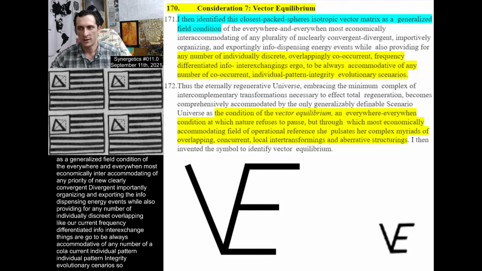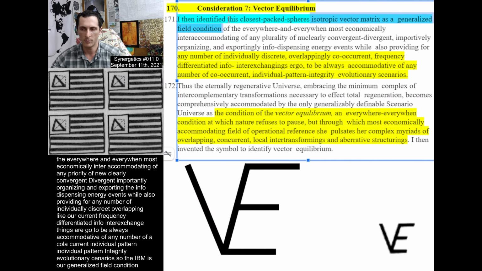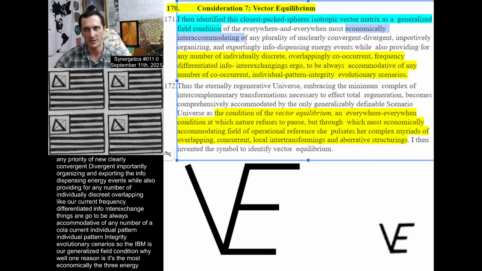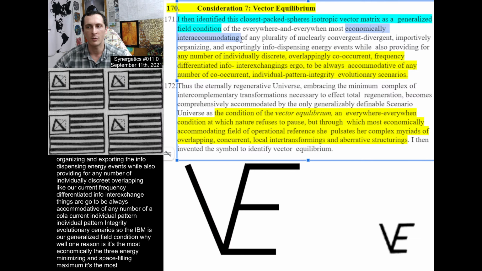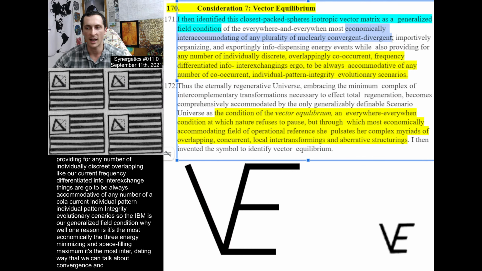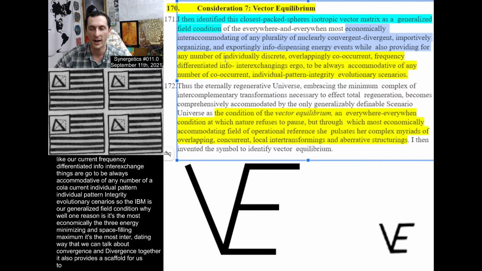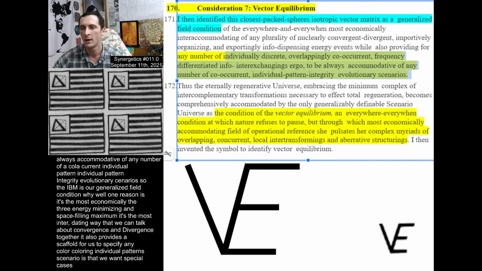So, the IVM is our generalized field condition. Why? Well, one reason is it's the most economically, the free energy minimizing and space filling maximum. It's the most interaccommodating way that we can talk about convergence and divergence together. It also provides a scaffold for us to specify any co-occurring individual pattern scenarios that we want, special cases systems. 172.